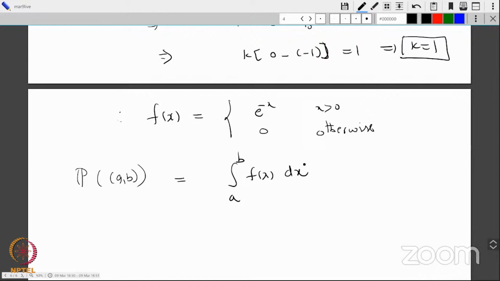So now we'll do it case by case. Now, if a is less than b is less than or equal to 0, the density function is 0. That means the probability of AB is just going to be the integral from a to b of 0 dx. And that's just 0. Nothing to be done.